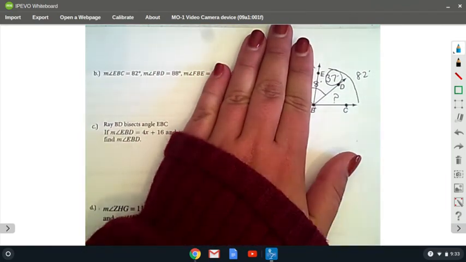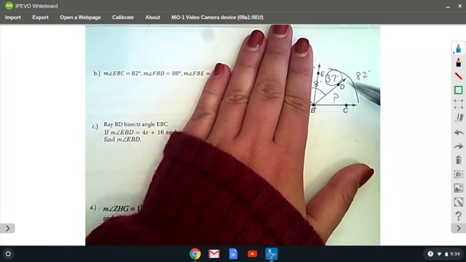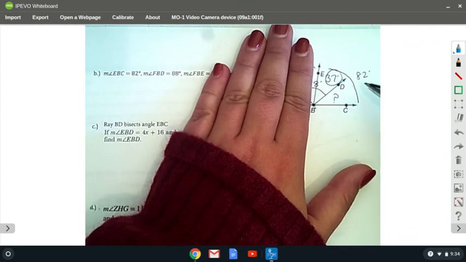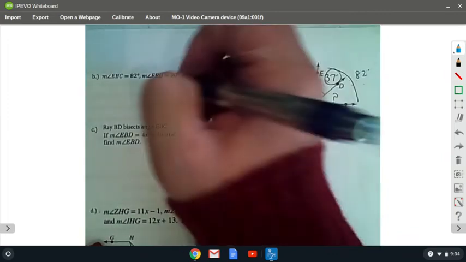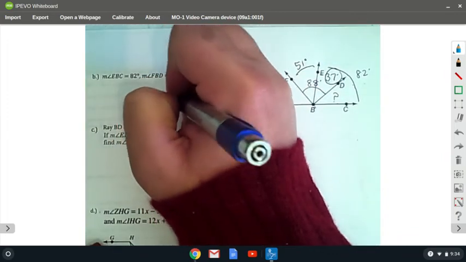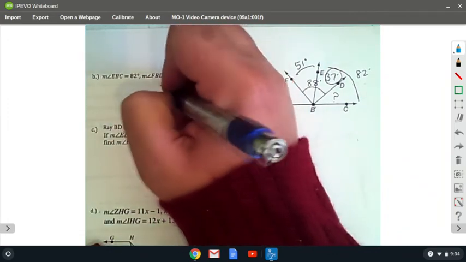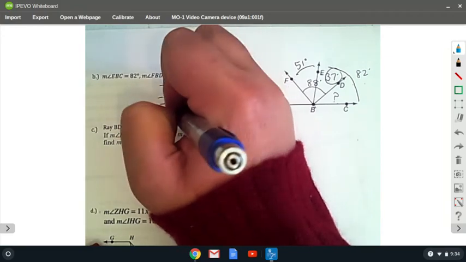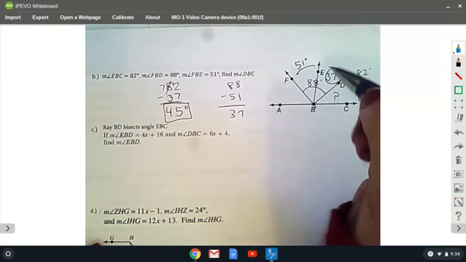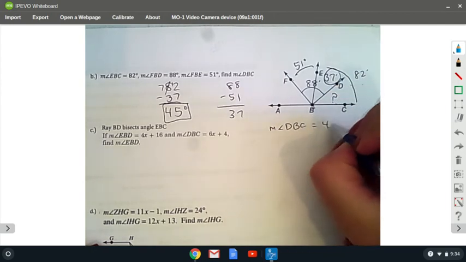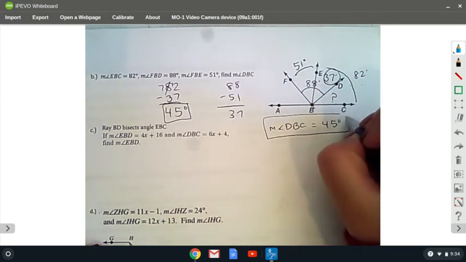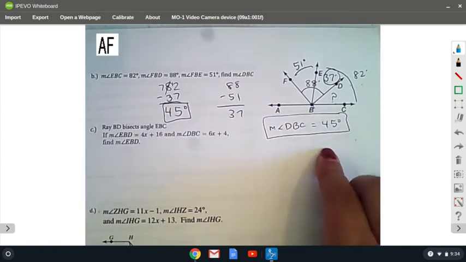Now, if I cover this back up, I have the situation I just had. I have a whole and a part, so I can subtract to find this other part, which is my final answer. So I'm going to do 82 minus 37 to find DBC. 82 minus 37 gives me 45 degrees. So my final answer here is that the measure of angle DBC equals 45 degrees. You should always write your answer out in a statement like this.